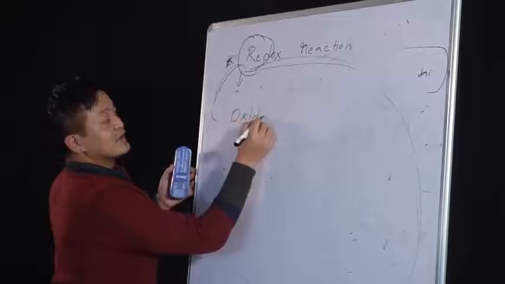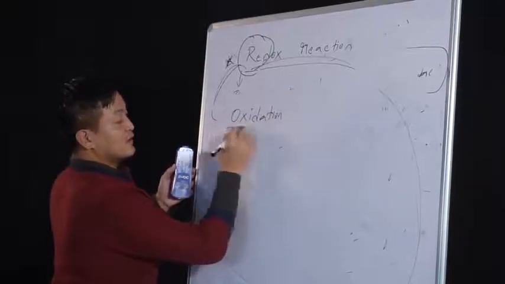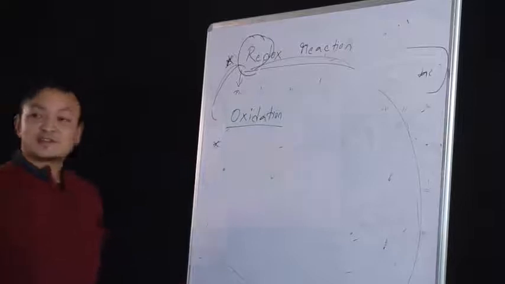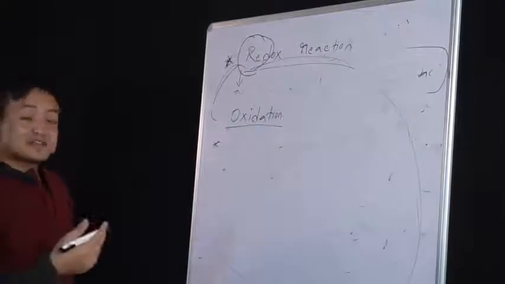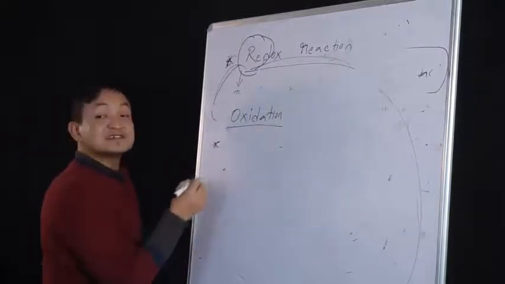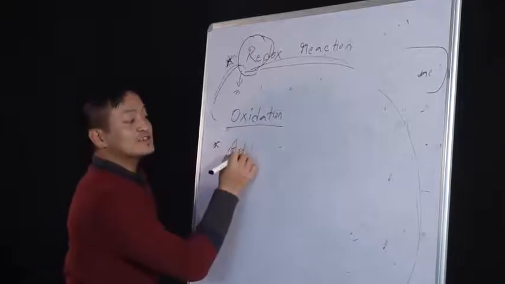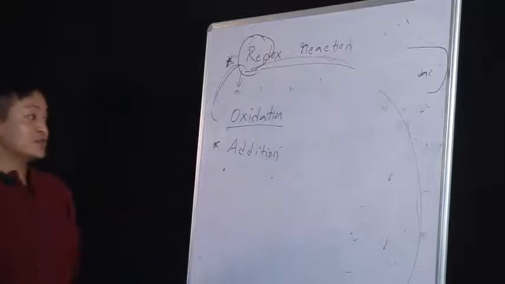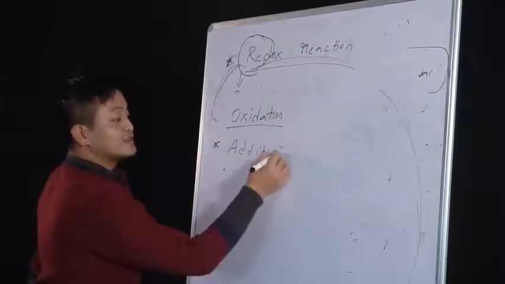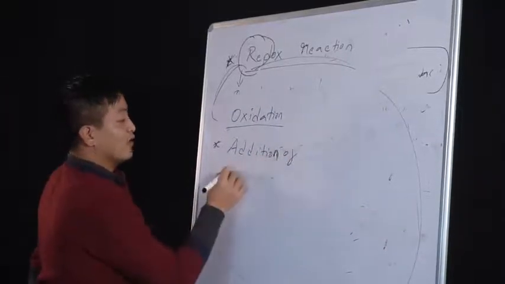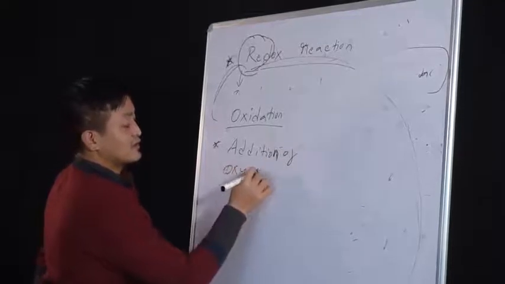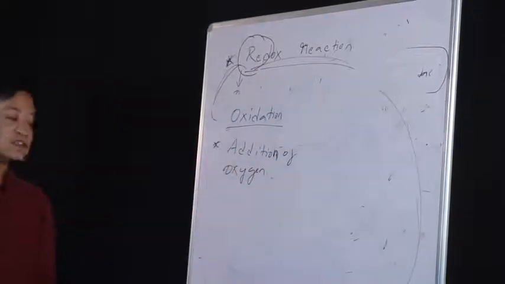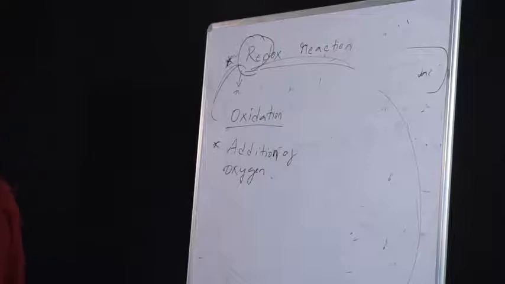Oxidation reaction. So what is oxidation reaction? The reaction where there is an addition of oxygen. Students, the reaction in which there is an addition of oxygen. You can say addition of oxygen or gain of oxygen.